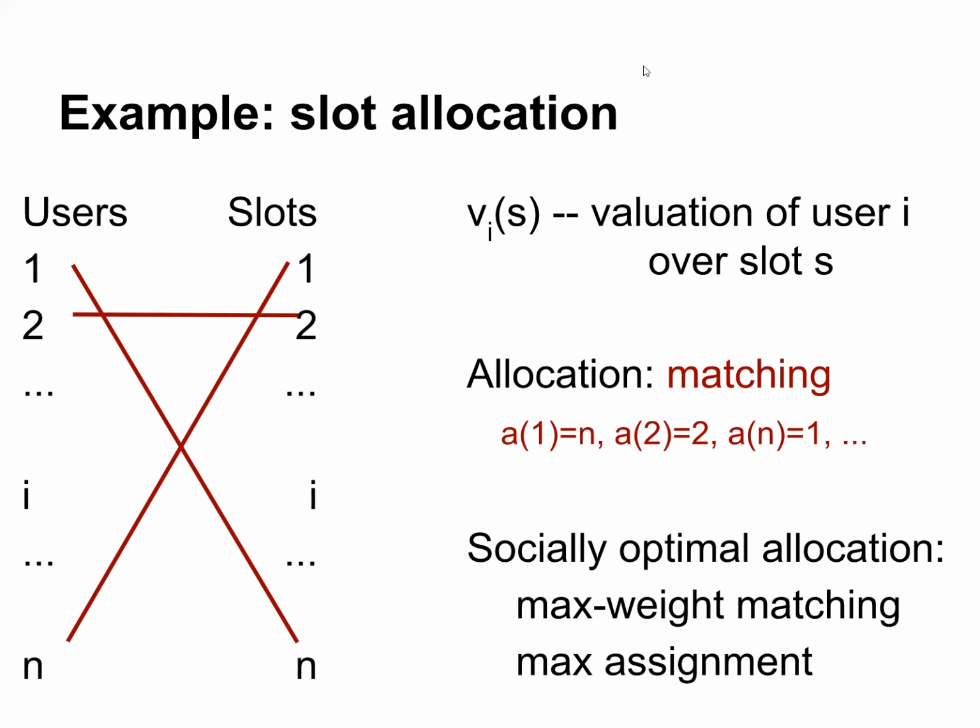Okay, so we are matching users to slots in some way. And every user has certain happiness, certain valuation over the slot that the user gets. So every matching or every allocation has certain valuation for every user. And if you sum up those valuations, you'll get the social welfare of the allocation, the social welfare of the matching. And the socially optimal allocation is just the allocation that maximizes the total user's happiness.